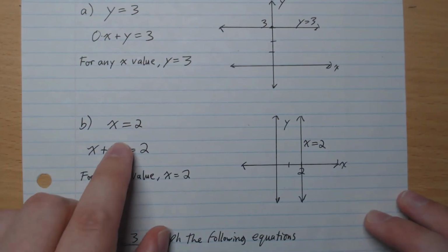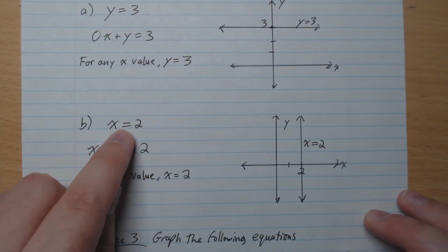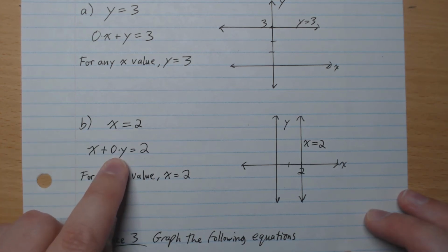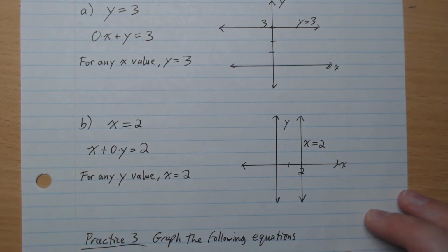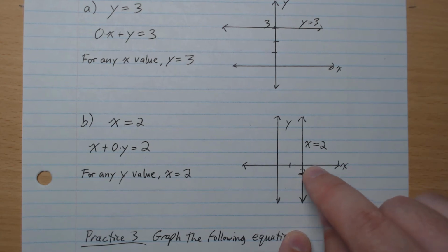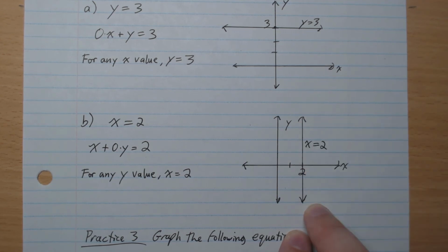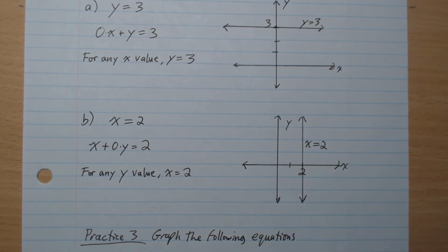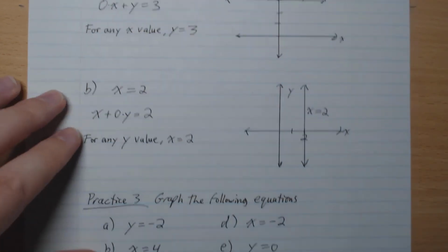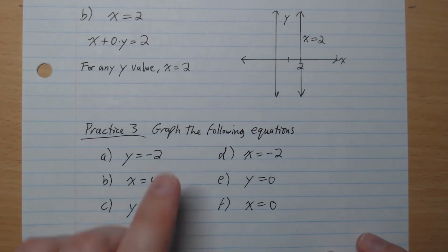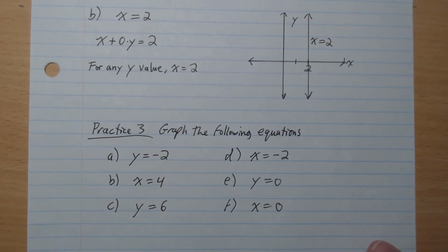B, x equals 2. And what this means is that for any y value, x is always 2. So here's x equals 2, and at any y value, you always have x equals 2. And so that's our x equals 2 line, like that. Okay, so go ahead, pause the video, and graph the following equations.